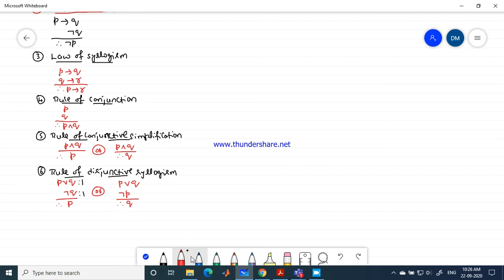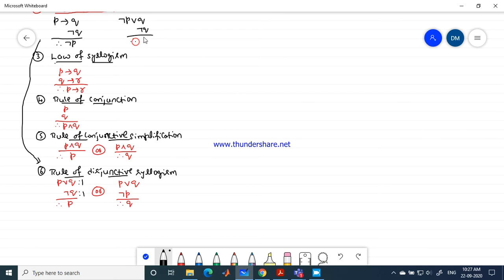And you can note one more point. This rule of disjunctive syllogism is not different from your modus tollens. These two are the same. These two are interconvertible. For example, if you want me to show you this, I can rewrite this one as P implies Q is nothing but negation P disjunction Q. Is it not? P implies Q is logically equivalent to negation P disjunction Q.